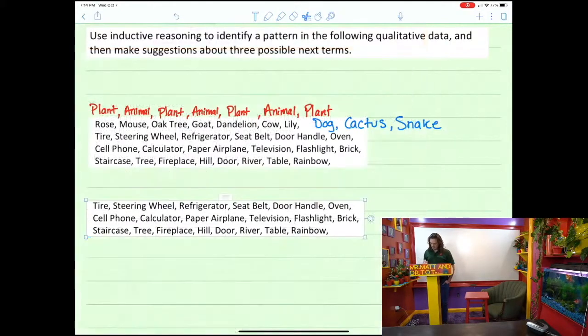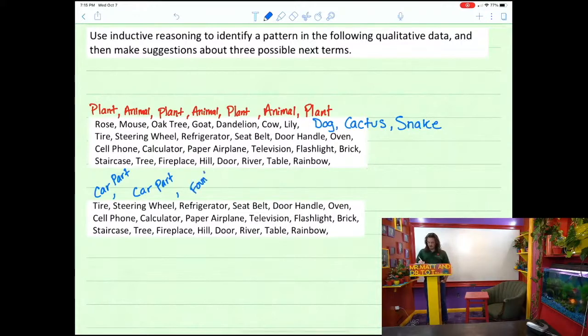For the second example, we have tires, steering wheel, refrigerator, seatbelt, door handle, oven. A tire is something that's found on a car. So is a steering wheel. So we have some type of car part. Car part, car part. A refrigerator is found in a kitchen. Seatbelt is a car part. Door handle, we can assume in this context, is also part of a car. Oven is found in a kitchen.